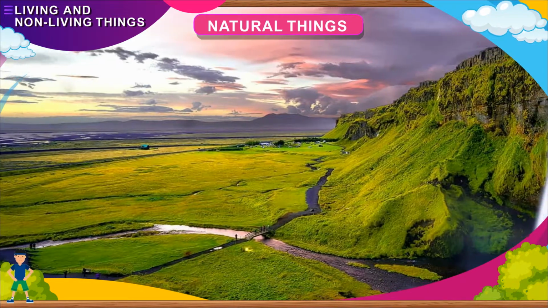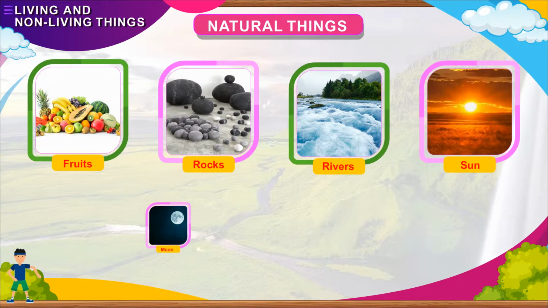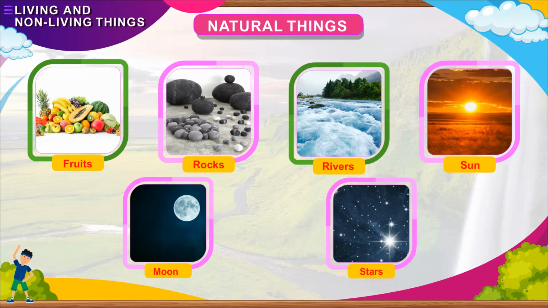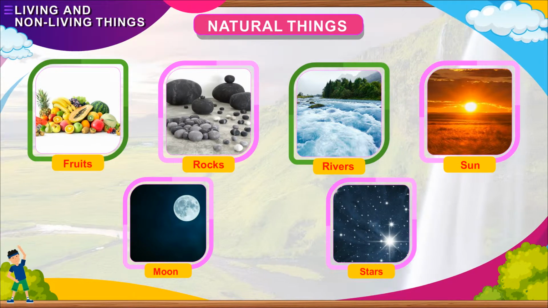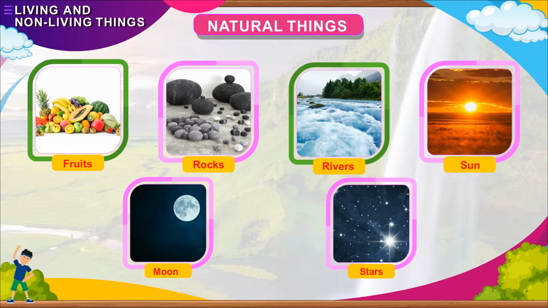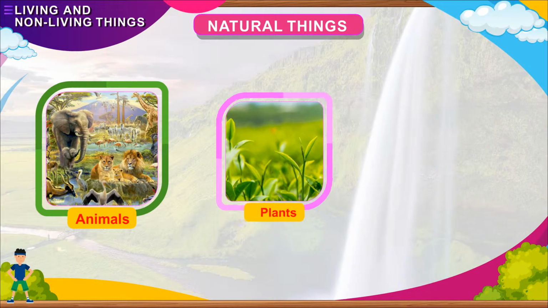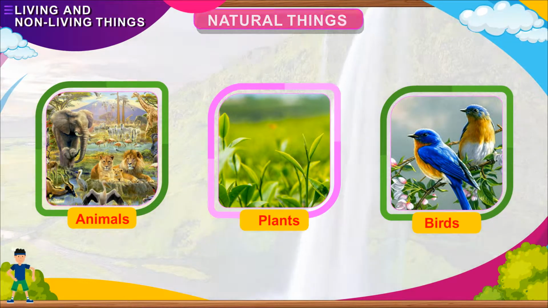Natural things. Things like fruits, rocks, rivers, sun, moon, stars are not made by man. They are known as natural, non-living things. However, nature has also given us things like animals, plants and birds. They are known as natural living things.